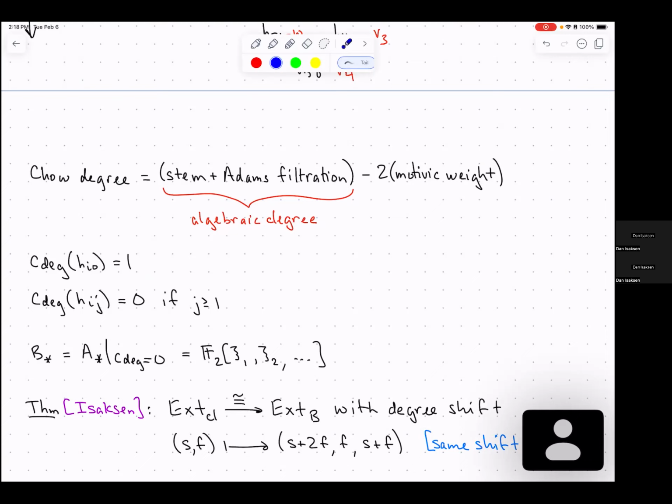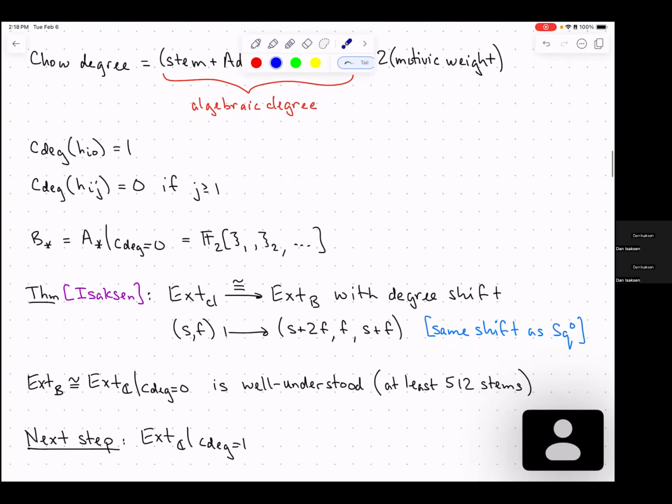The degree shift is that an element in degree (s,f), and I mean stem and filtration, like XY coordinates on the Adams chart, in degree (s,f) corresponds to (s+2f, f), and then the s+f is exactly what you need in order to make the Chow degree 0. So you think of that weight as derived from this, and that's exactly the same shift as what Sq^0 does. Sq^0 takes an element in (s,f) and outputs an element in, oops, that's a mistake, I mean (2s, f). Thank you for looking puzzled, Bob. That tipped me off that something was wrong. That's what I meant.